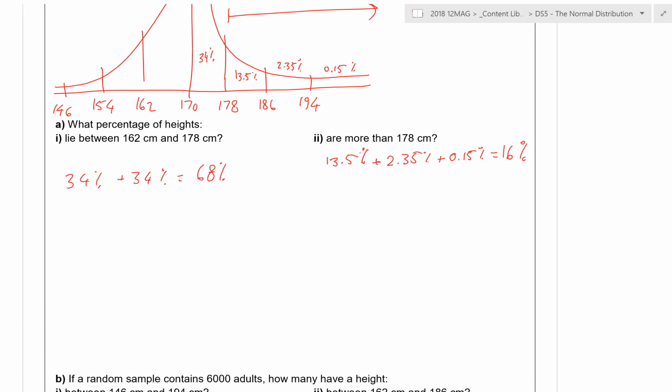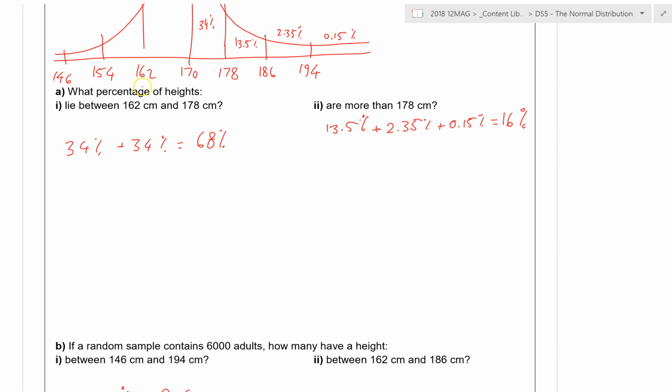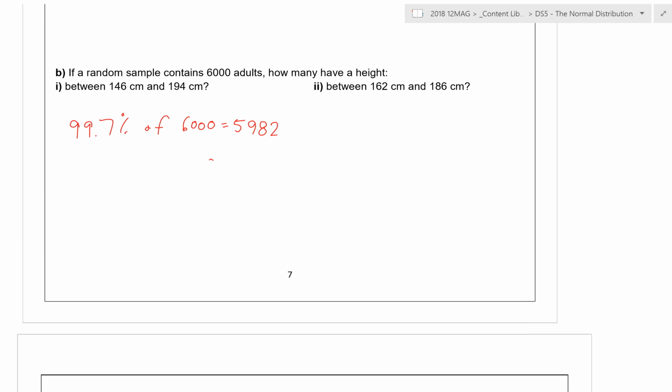Now, slightly trickier here, between 162 and 186. I'm going to make sure I don't draw on the picture again. From 162 to 186, that's a 34, a 34, and a 13.5. 34% plus 34% plus 13.5% equals 81.5%. So it's going to be 81.5% of the 6,000. So 0.815 times 6,000. I struggle to do this in my head, but I reckon it's about 4,890.